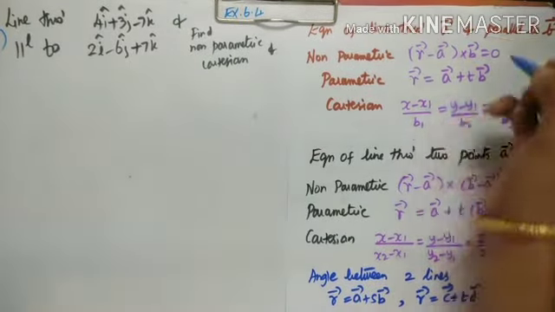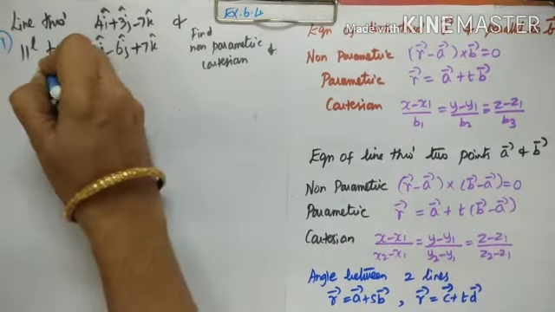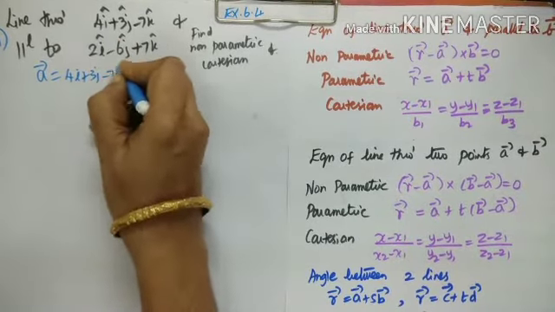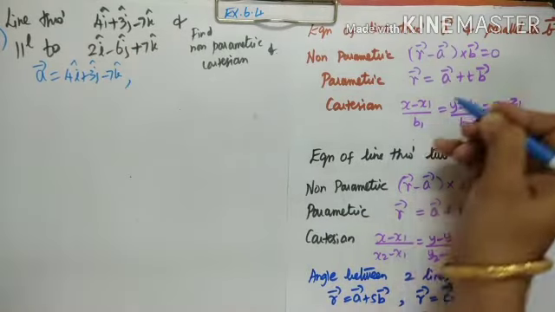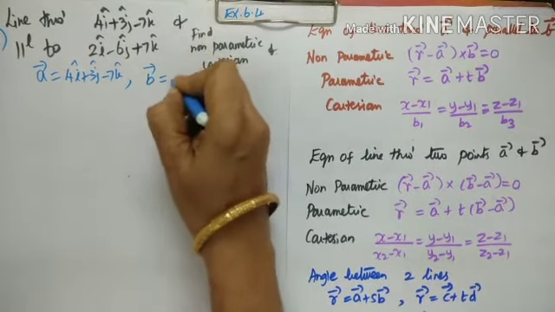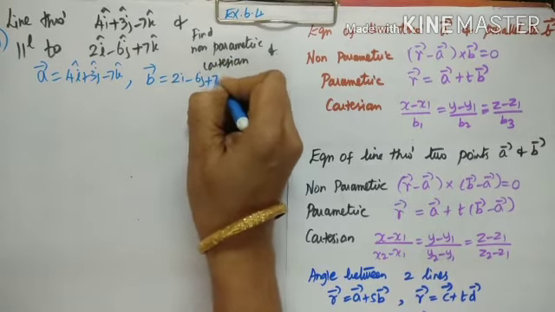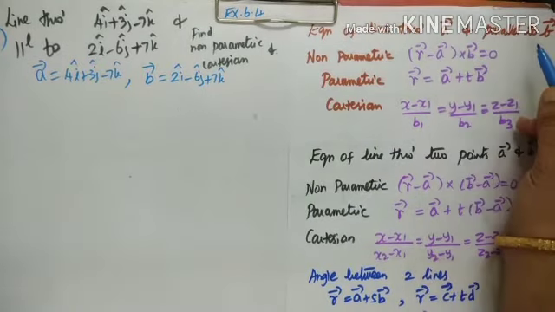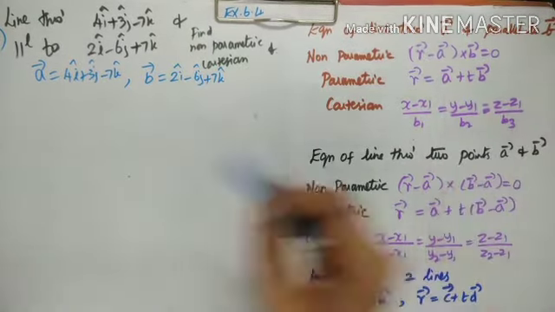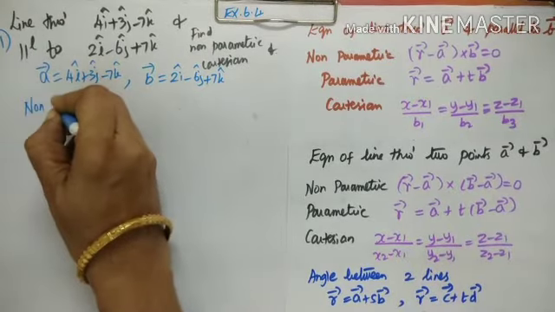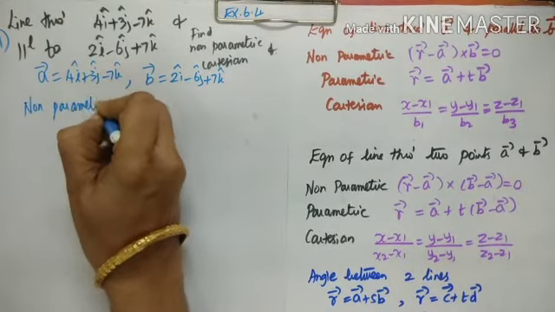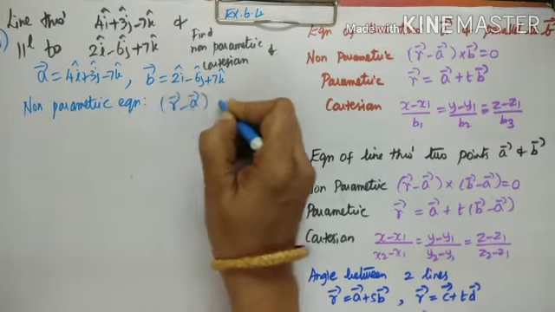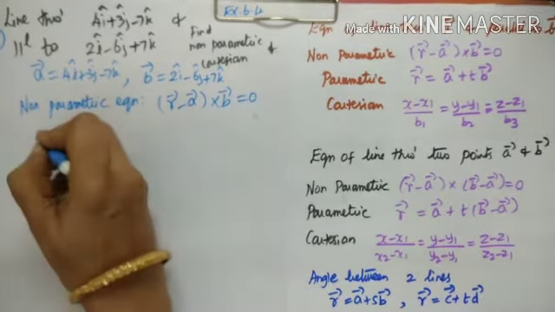So passing through, we generally take A. So A vector is equal to 4i plus 3j minus 7k. And direction, we take B vector equals 2i minus 6j plus 7k. Let us remember the formula. 1 point, 1 direction. The non-parametric equation is nothing but r minus a cross b vector equal to 0.